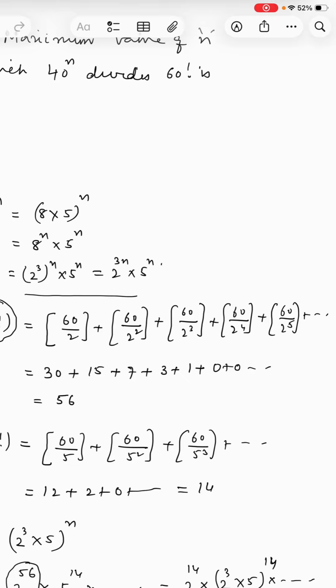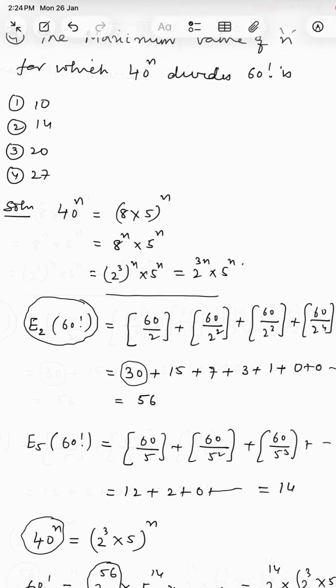Now step of 60 by 2 means what? The integral part of 60 by 2, which we know is 30. The integral part of 60 by 2 square is 15. Step of 60 by 2 cube, integral part, 7. Step of 60 by 2 to the power of 4, 3. Step of 60 by 2 to the power of 5, 1. The remaining terms, 60 by 2 to the power of 6, 2 to the power of 7, will all be equal to 0. So the exponent of 2 in 60 factorial is 56.